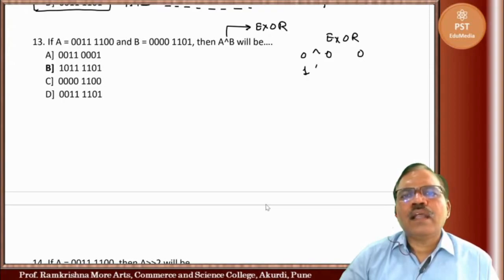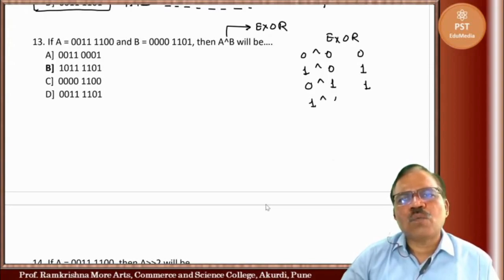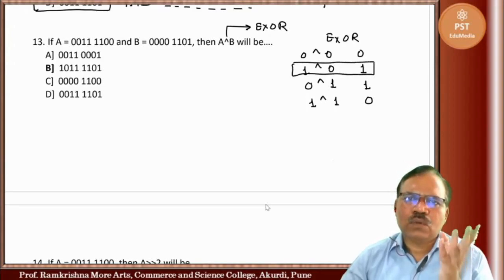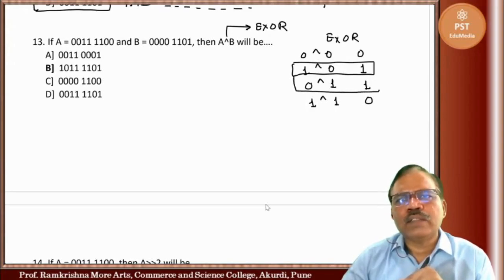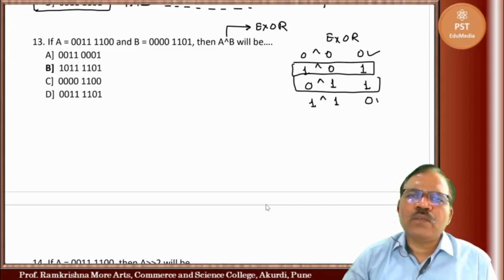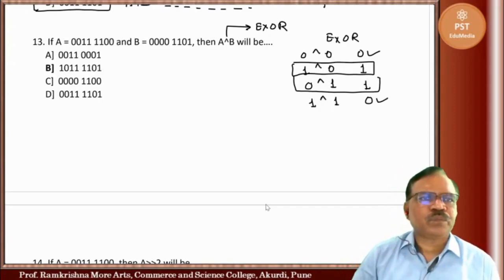1 XOR 0 is 1. 0 XOR 1 is 1. And 1 XOR 1 is 0. So you will get 1 only when one input is 1 and the other is 0. So these two will give you 1, while 0, 0 will give you 0 and 1, 1 will give you 0.